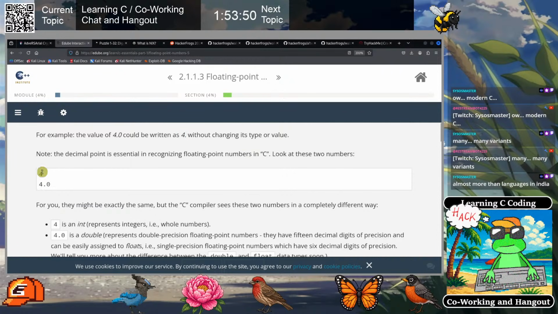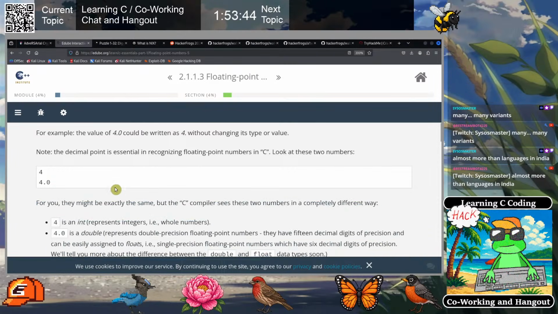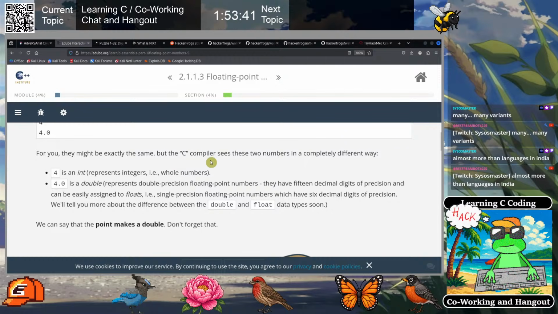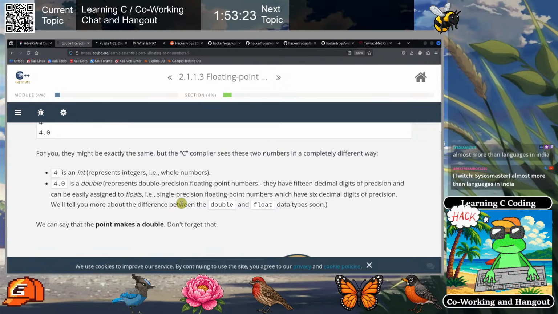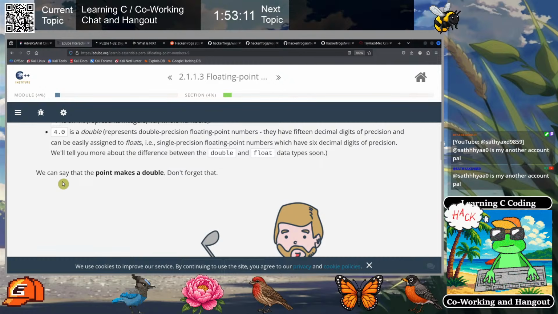Look at these two numbers, 4 and 4.0. I'm sure you're going to say that this is an integer and this is a float. For you, that might be exactly the same, but the C compiler sees these two numbers in a completely different way. So 4 is an integer, so these are whole numbers. And 4.0 is a double, representing double precision floating point numbers. They have 15 decimal digits of precision and can easily be assigned to floats, for example, single precision floating point numbers which have 6 decimal digits of precision. We'll tell you more about the difference between doubles and float data types soon. So we can say that the point makes it a double, don't forget that.